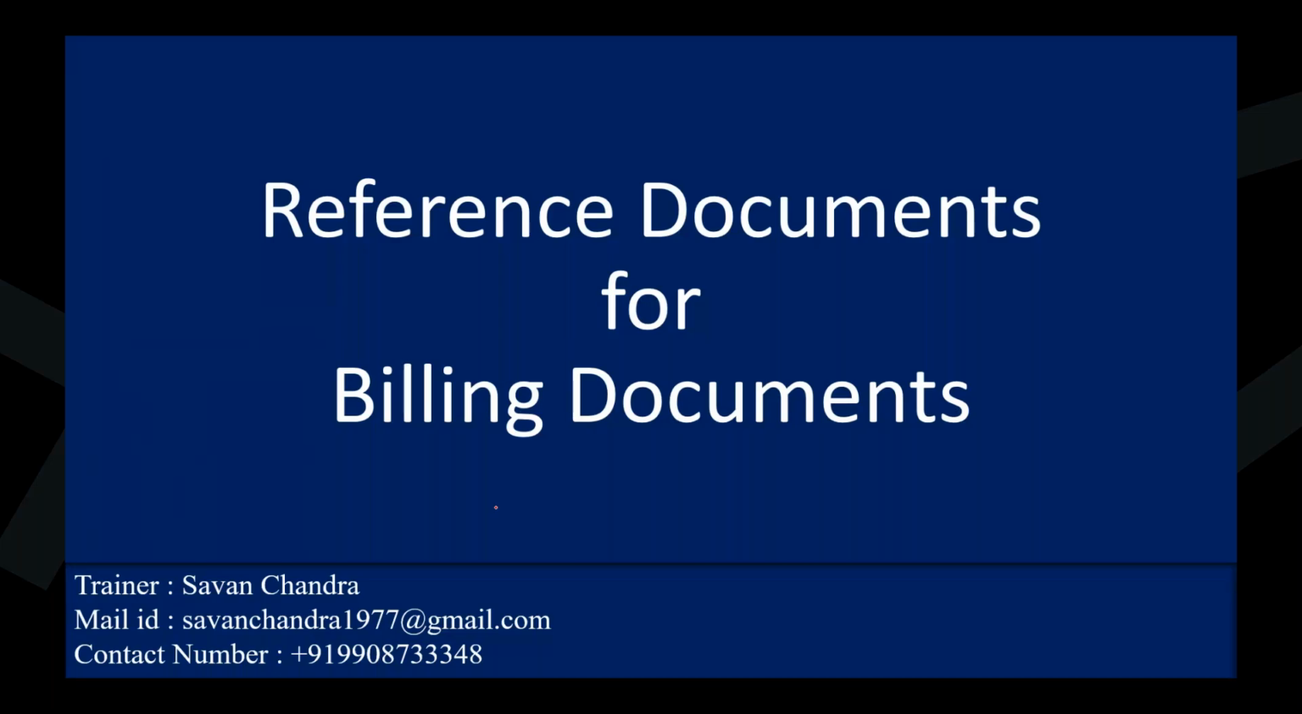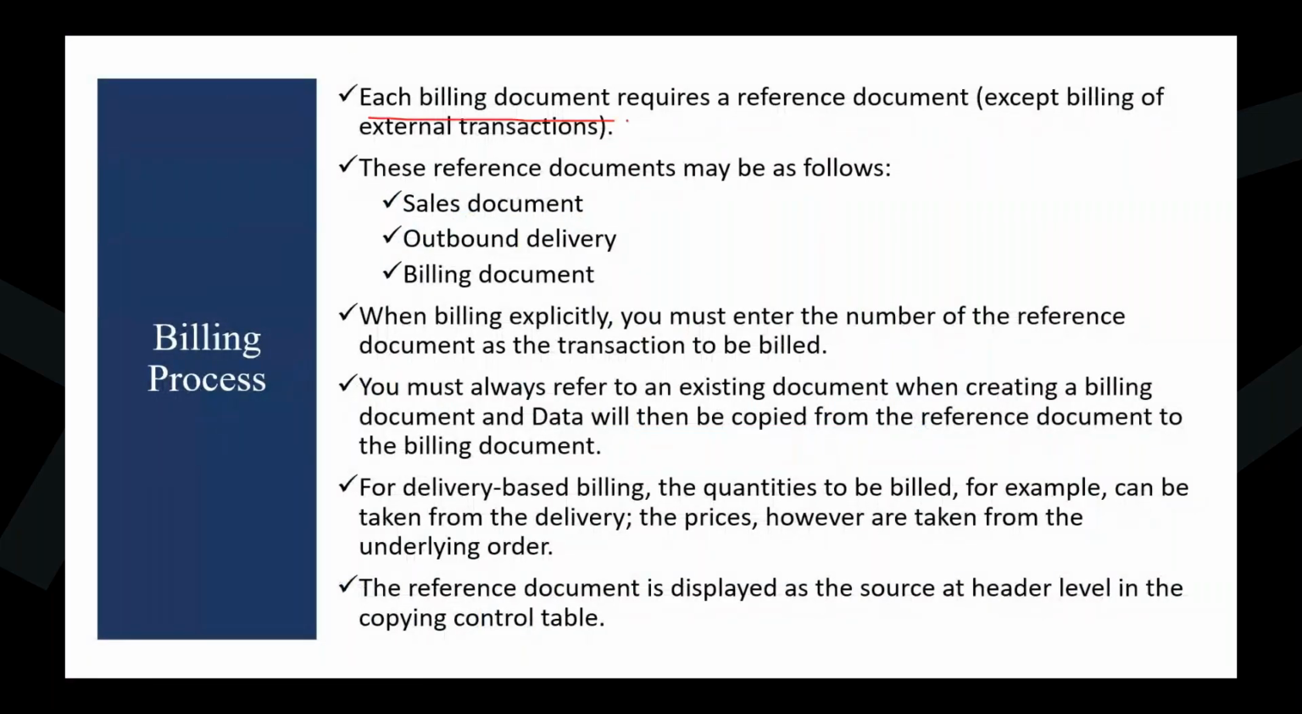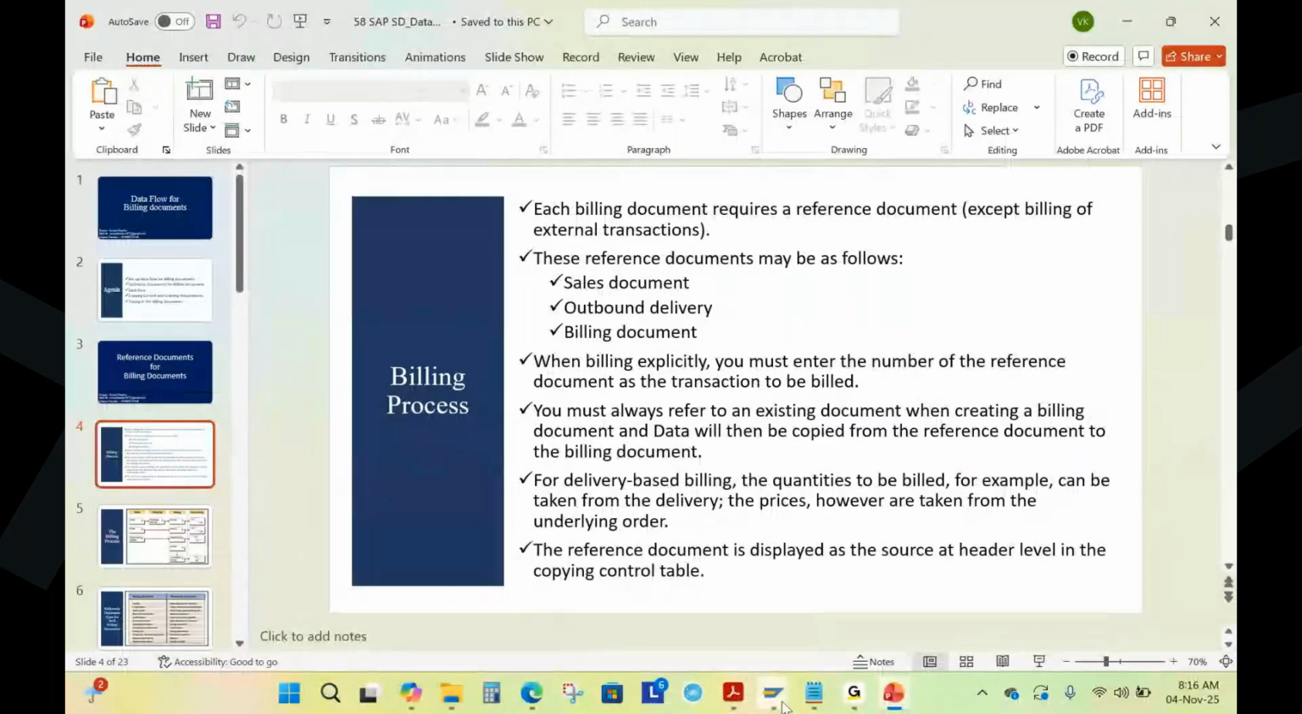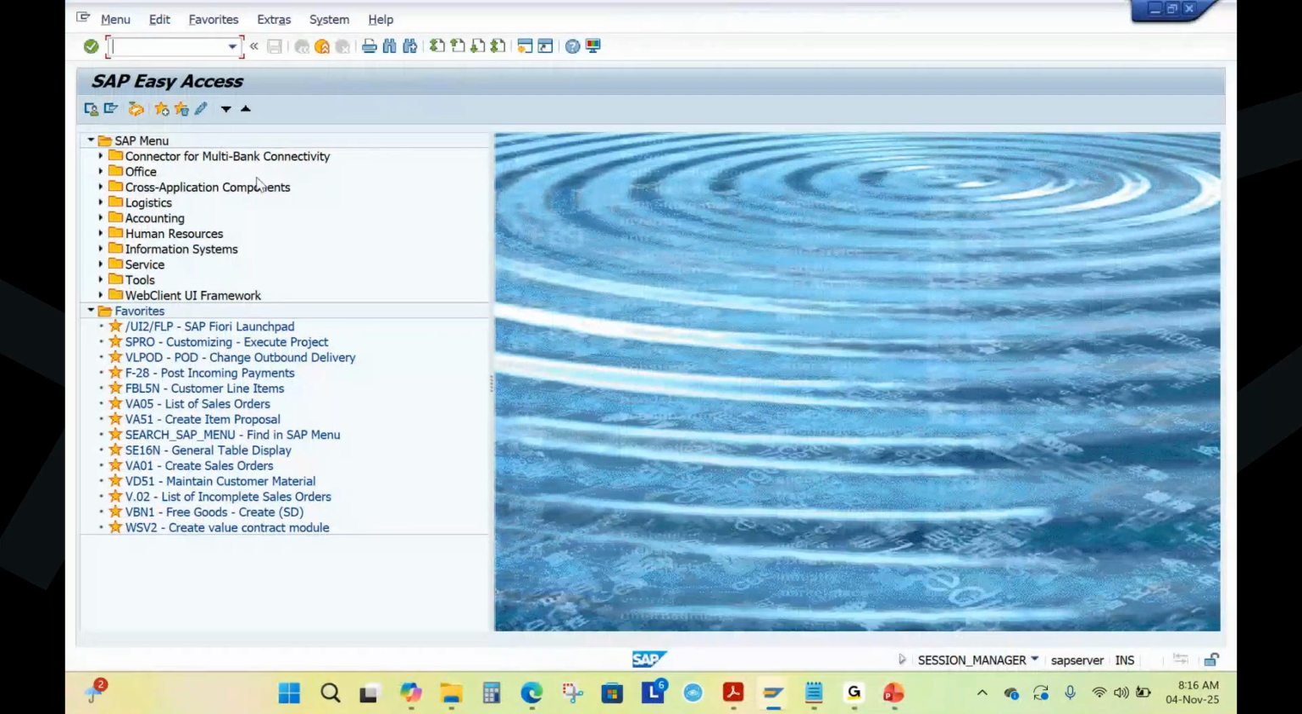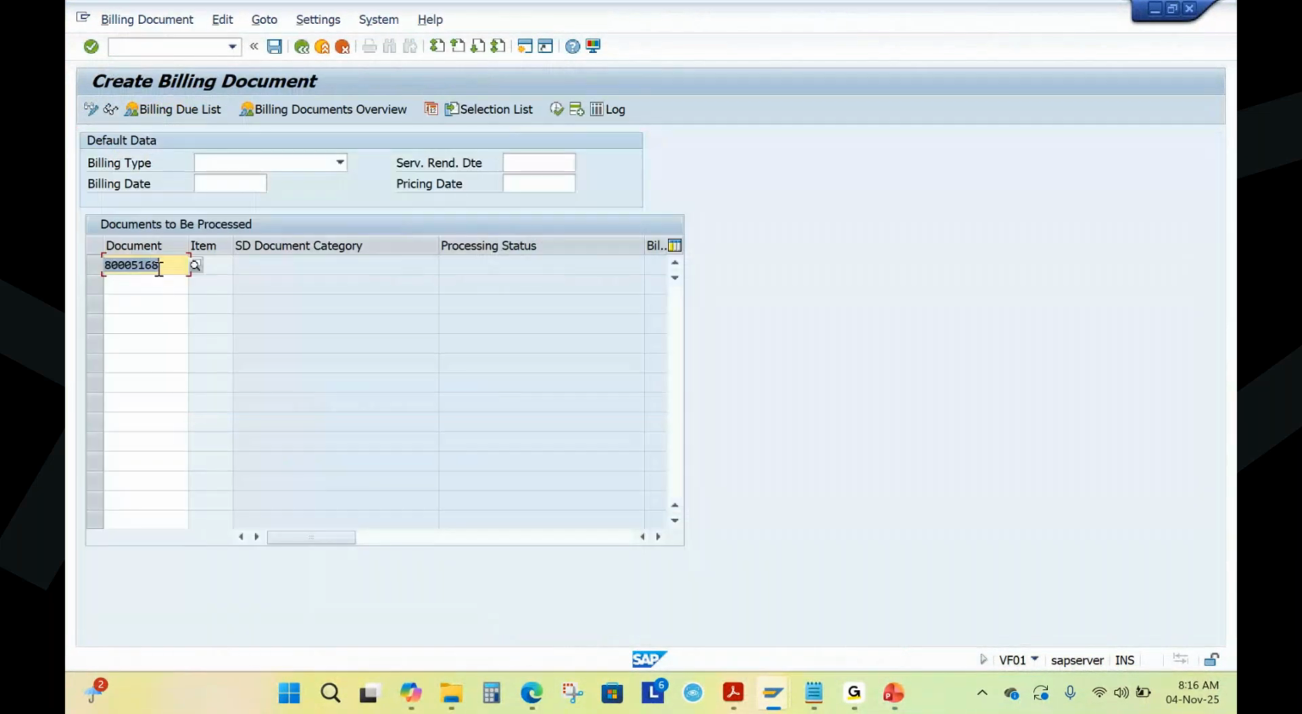Okay, so first we'll start with reference documents for billing documents. Each billing document requires a reference document except billing of external transaction. So when you are creating a billing document, you use a reference document. Suppose if I go to the system, when we are creating a billing document, here we give a reference document. Either it can be outbound delivery or it can be a sales order in case of order related billing. This is the reference document. Sometimes you will give a billing document also.